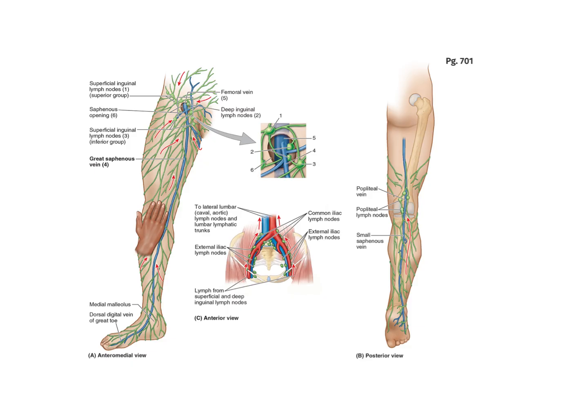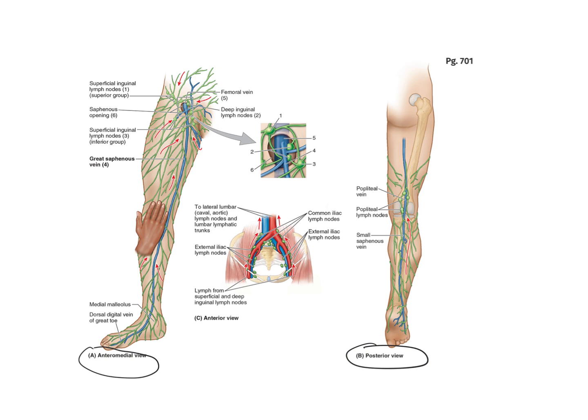This diagram is illustrating the superficial veins and the lymphatics of the lower limb. So in the first picture here, which is an anterior medial view, we see the superficial lymphatic vessels that are converging toward, and then they accompany that great saphenous vein, and they will drain into the inferior group of superficial inguinal lymph nodes. In B, this is a posterior view of the lower limb.